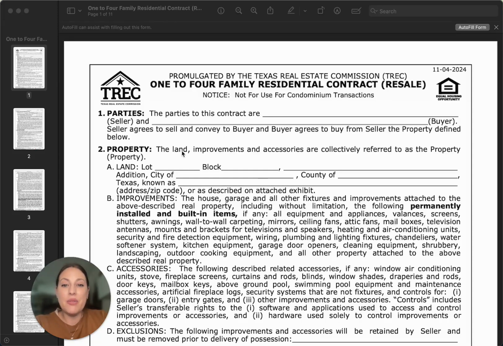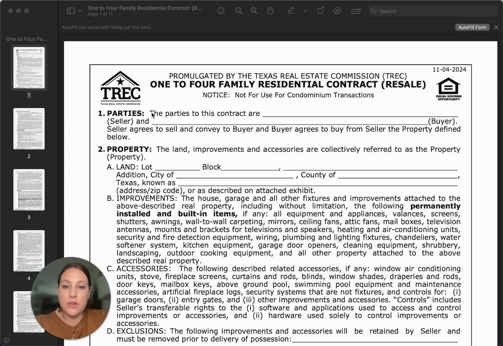Hey, today we're going over this TREC 1 to 4 family residential contract. This is a contract for buying a resale home. It's a very common contract that we use here in Texas. It's not the only one, but it's the one that you will see the most often. So I'm going to go over it in a very high level view today.